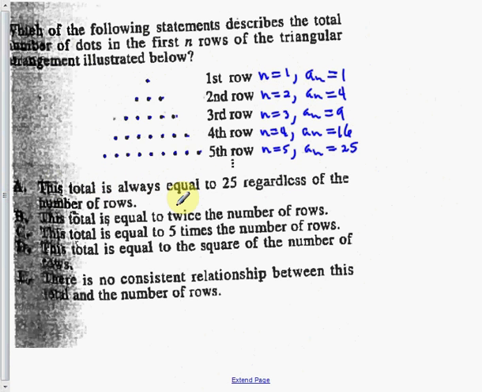No, because the first total was 1, the second total was 4, so it's not always 25. The total is equal to twice the number of rows. No, because 2 times 3 for that third row is 6, not 9. So that's not right. The total is equal to 5 times the number of rows. No, because if n is equal to 3, 5 times 3 is 15, not 9. This total is equal to the square of the number of rows. You got it. You got it, brother.